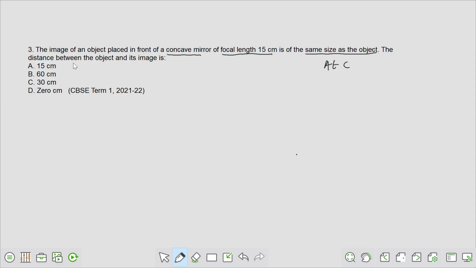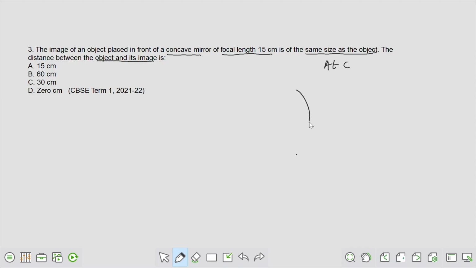Now we have to find the distance between object and image. Okay, not the object distance, not the image distance. We have to find the distance between object and image. Read the question very carefully. They are asking for object and image.